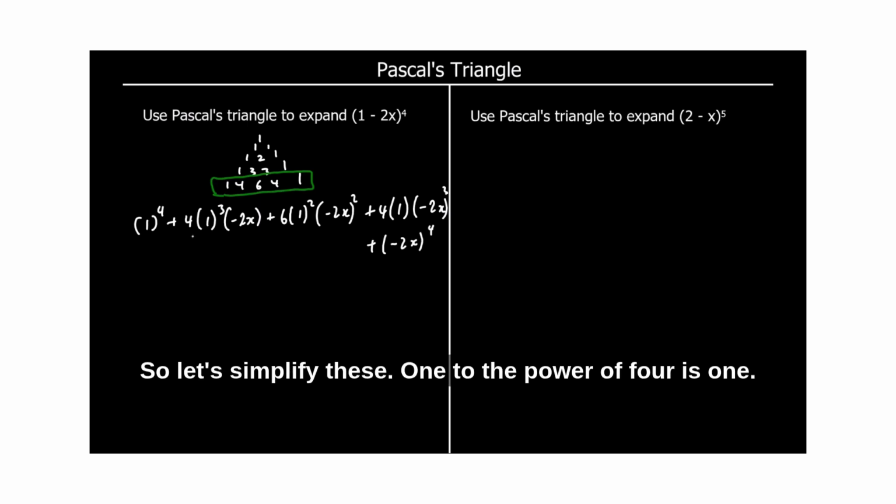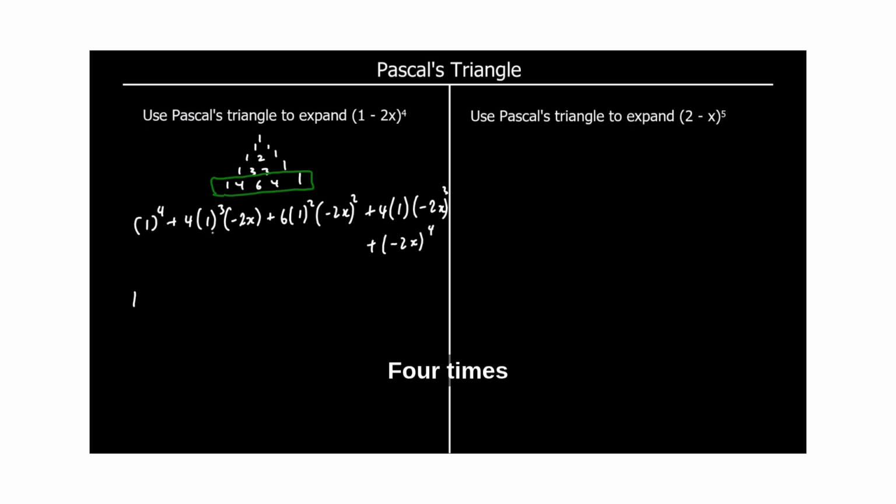So let's simplify these. 1 to the power of 4 is 1. 4 times 1 cubed is 4, times negative 2 is going to be negative 8x.